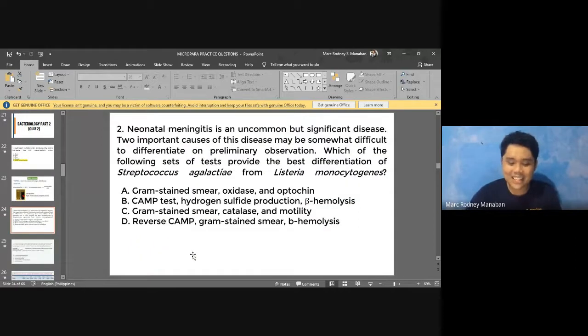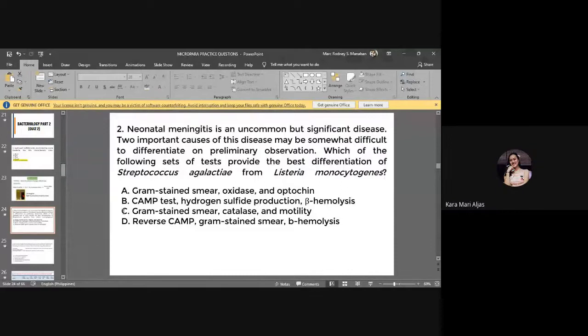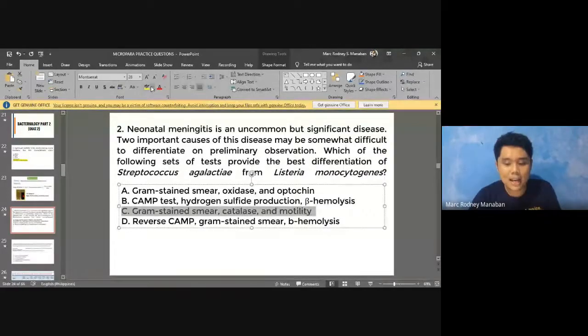Next, 24. Neonatal meningitis. I think, Mark, sa'yo ang answer sa quiz. Neonatal meningitis. Ang question kay, which of the following can be used to differentiate Strep agalactiae from Listeria monocytogenes? Ang answer is letter C. Gram stain smear, catalase, and of course, motility. We have discussed that already.